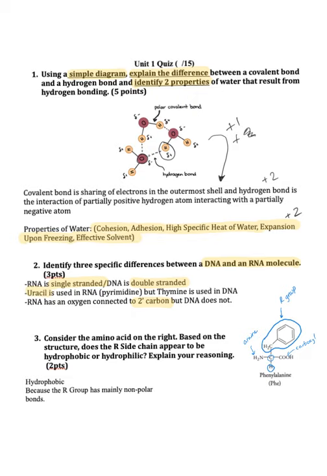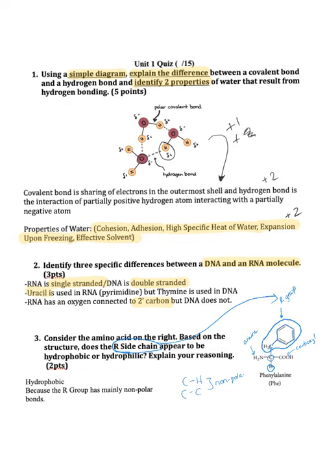And it says, does the R side chain, which is another way of saying R group, appear to be hydrophobic or hydrophilic? And explain your reasoning. And I told you that this is hydrophobic because if you notice, all of the bonds in this structure are carbon-hydrogen or carbon-carbon bonds. And both of those are non-polar bonds. Carbon-hydrogen and carbon-carbon are both non-polar.